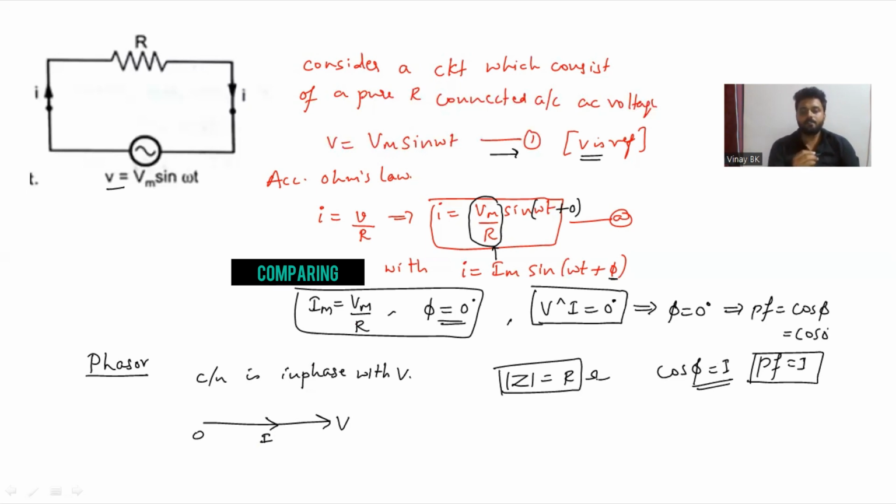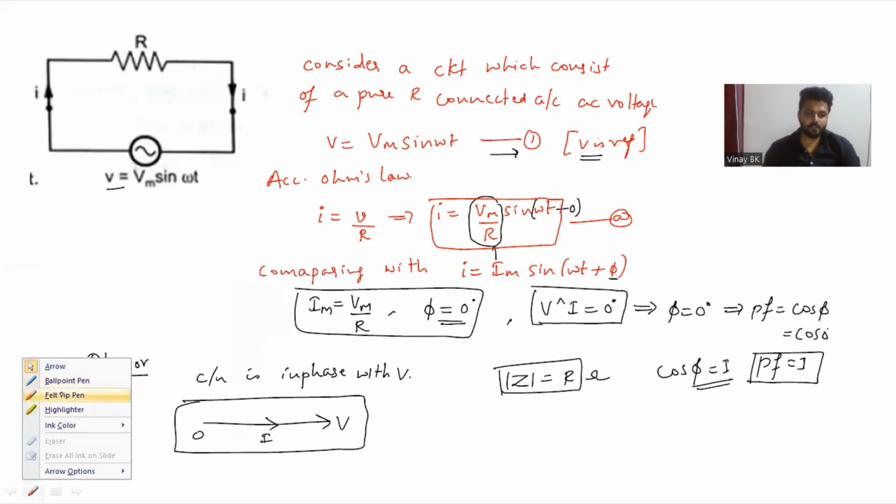These are the steps that you have to know about AC through pure resistor. Here this phasor diagram is very important. By considering voltage as a reference, current is in phase with the voltage. Similarly, you need to draw the waveform. You need to consider this phasor diagram now.